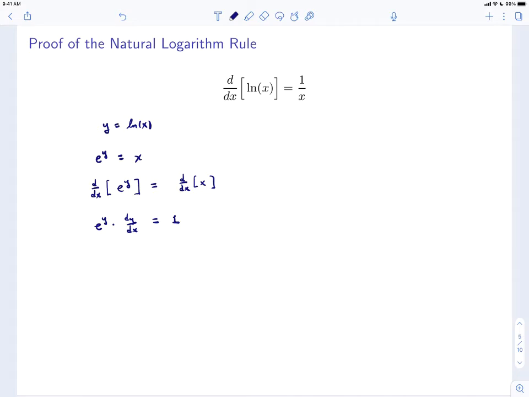And now we're essentially finished, because we remind ourselves that this e to the y is just x. So this term right here is x. So we have x times dy dx is equal to 1, so we just simply divide by x. dy dx is equal to 1 over x. And that was exactly what we claimed with the natural logarithm rule.